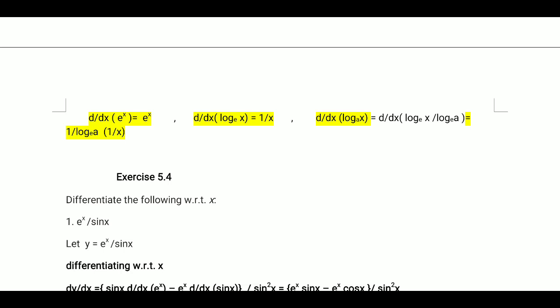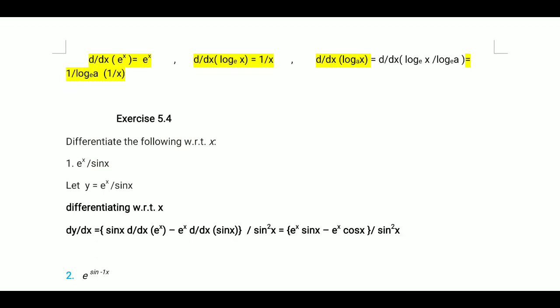d upon dx of log x base a. So here base is a, so first we convert its base as e, so it will become log x base e upon log a base e. Here 1 upon log a base e is constant, so it will come out, and we will differentiate log x base e. Its differentiation is 1 upon x. So the result becomes 1 upon log a base e into 1 upon x.